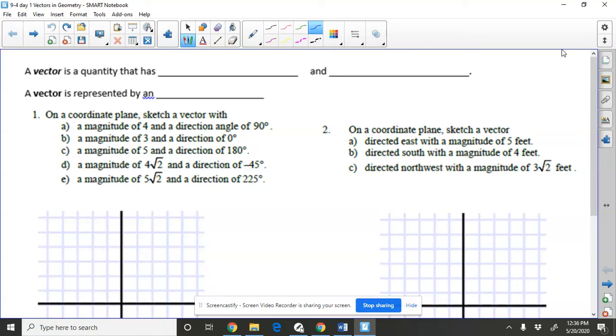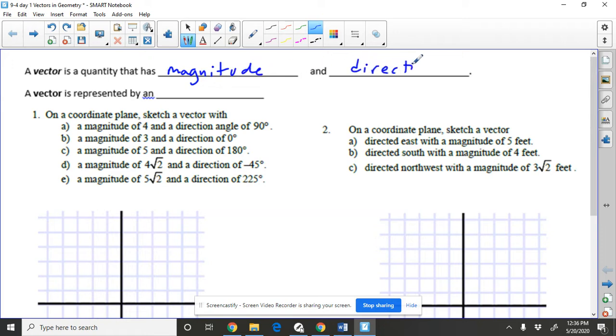So today we're going to move to section 9.4, which is all about vectors. And the assignment that's posted for you, I'm actually going to do the first page and a little bit more for you in these notes. Vectors are a quantity that has both a magnitude and a direction.